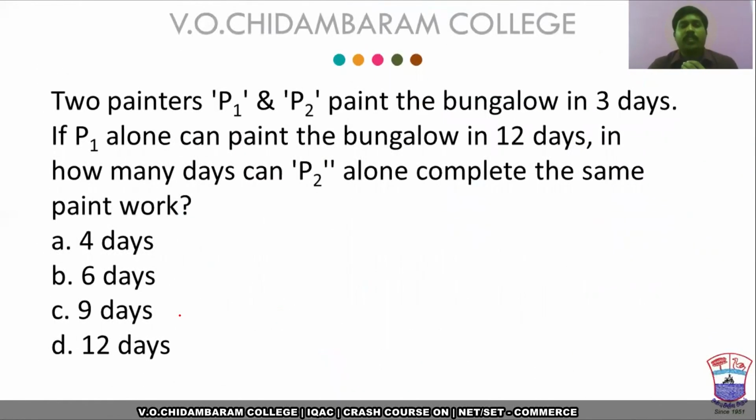And it's an interesting problem. Two painters P1 and P2 paint the bungalow in 3 days. If P1 alone can paint the bungalow in 12 days, in how many days can P2 alone complete the same paint work? In the previous problem, the separate work done was given to you, and you had to find the total work done of A and B. Here, the total work done is given, and the separate value of one particular person is also given. You have to find the answer for the other person.